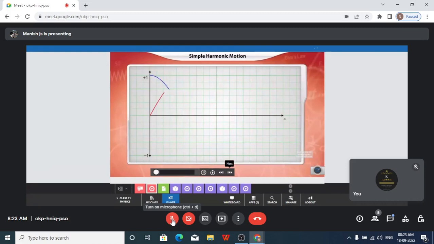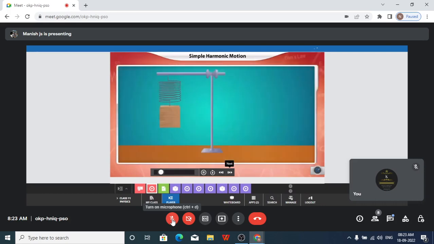A harmonic motion is an oscillatory motion which can be expressed in terms of a single harmonic function, such as a sine or cosine function. By simple harmonic motion, we mean a harmonic motion which is the simplest of all kinds of oscillatory motions.